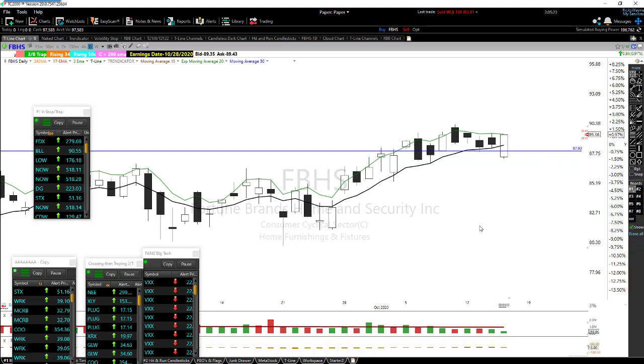So in a nutshell, the 3/8 trap is simply a chart that has rallied up with a pullback into the trap, right there.